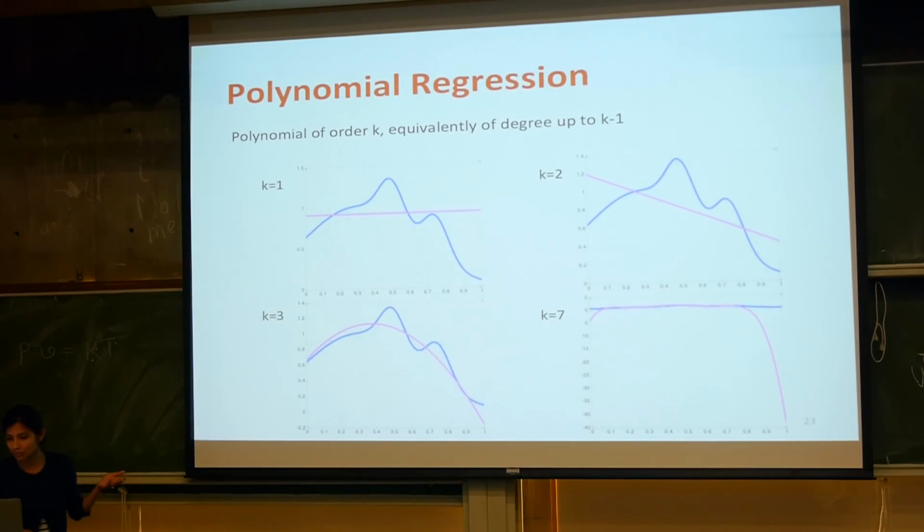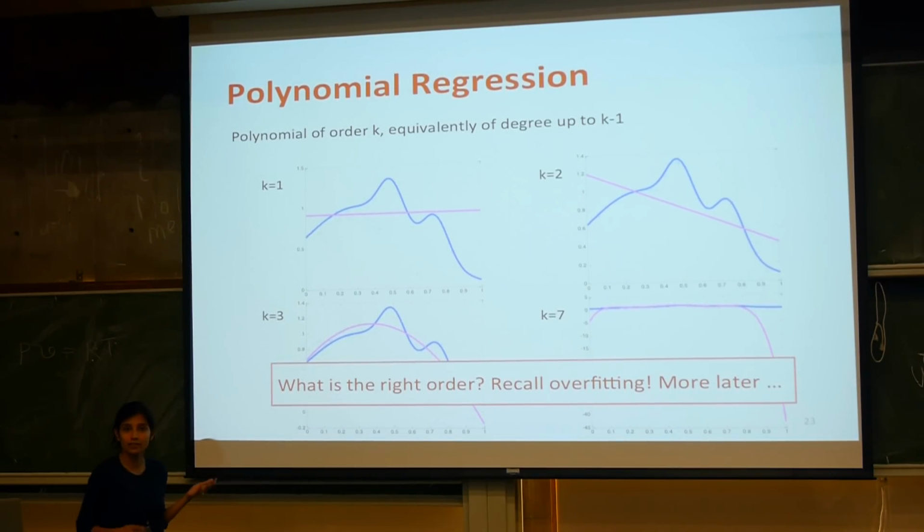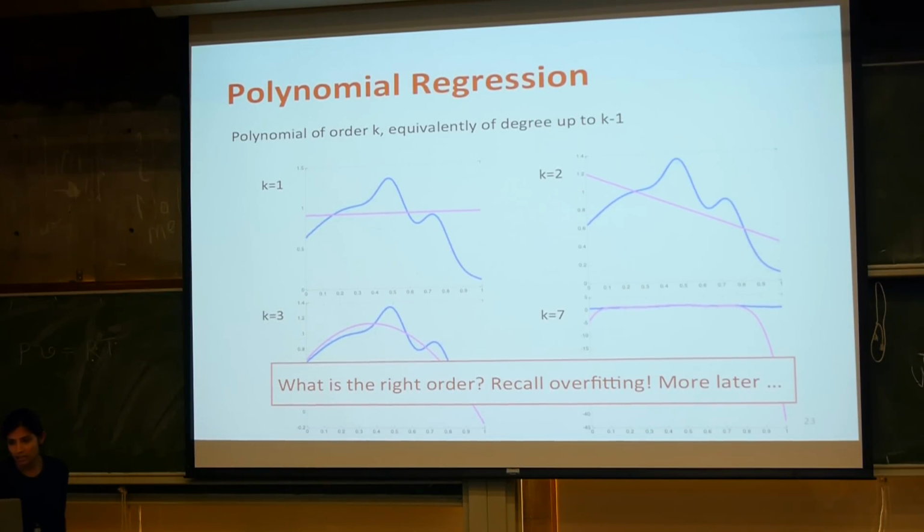All right, so as I said, we'll talk about picking the right order. It's again a model selection problem. You can do something like cross-validation, but we'll also talk about other methods later on.